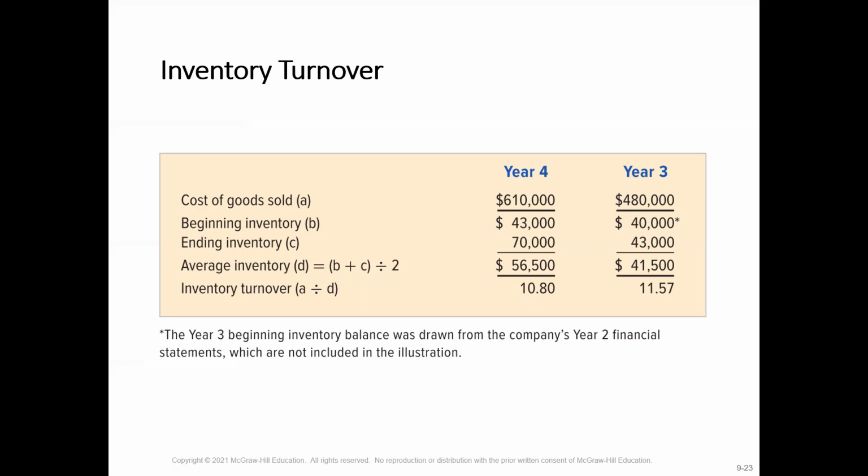So $40,000, again, that's a figure you're not going to see going back through the material. So it was given to us. So inventory turnover from year 3 to year 4 decreased.